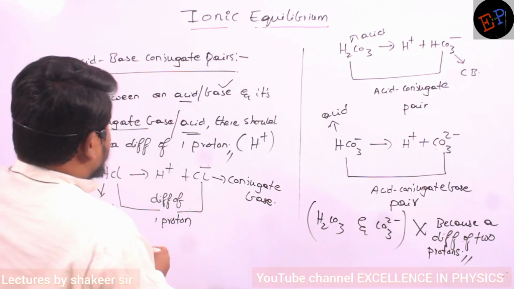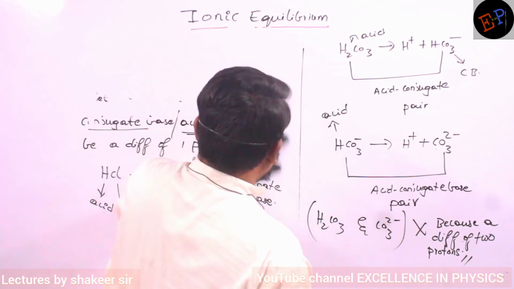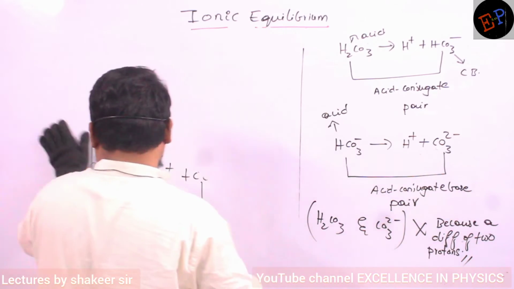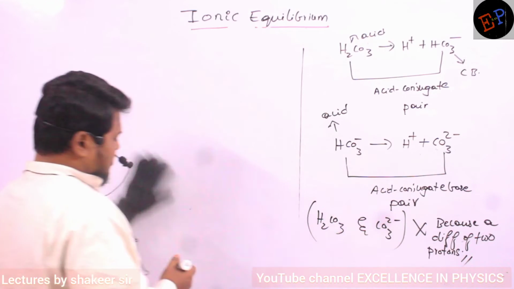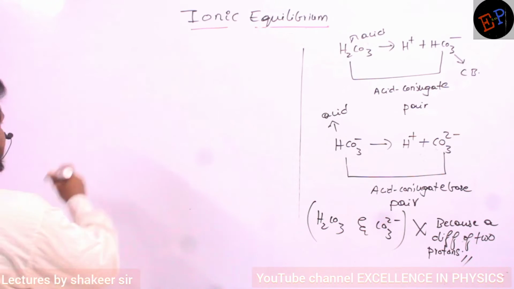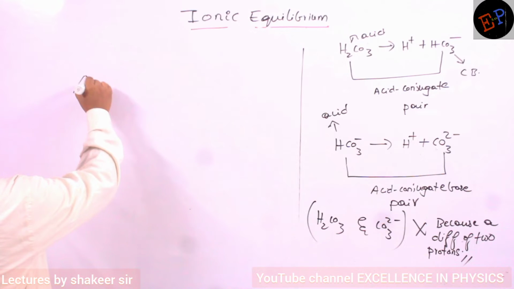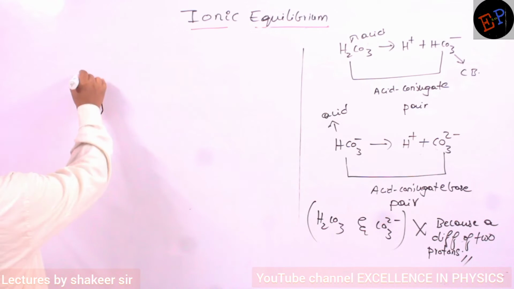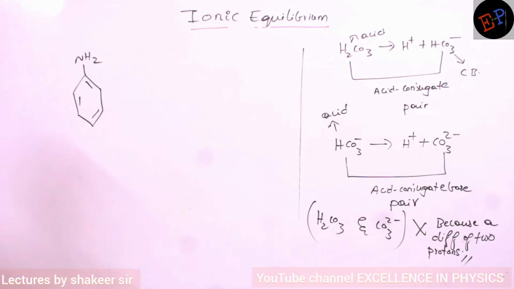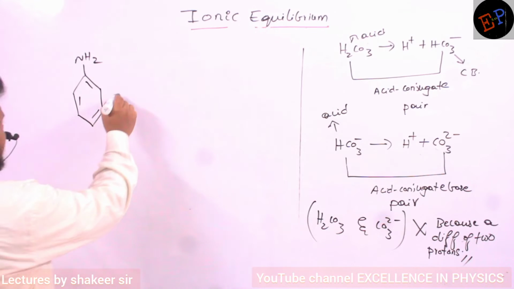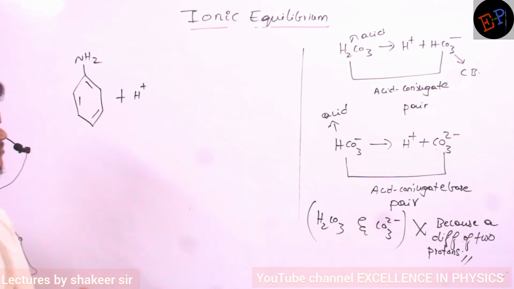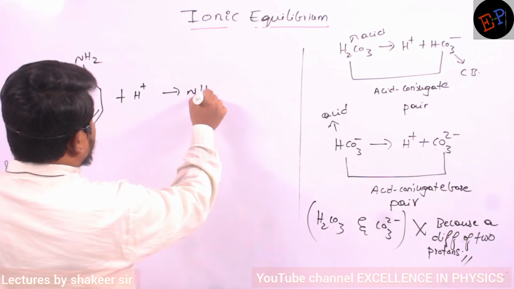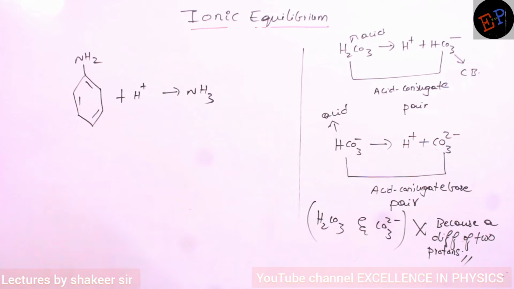Similarly, in chemistry you should have studied aniline. Have you studied aniline? What is the formula of aniline? Benzene ring with NH2. Clear, no? So this is aniline, and you can call this NH2. Are you able to understand? So this one, if it accepts one H+, then what will it form? It will form NH3+. This is the reaction which will happen. Are you able to understand?